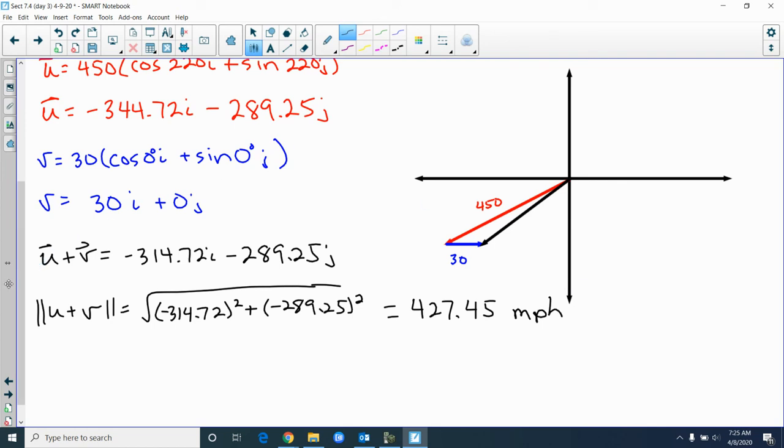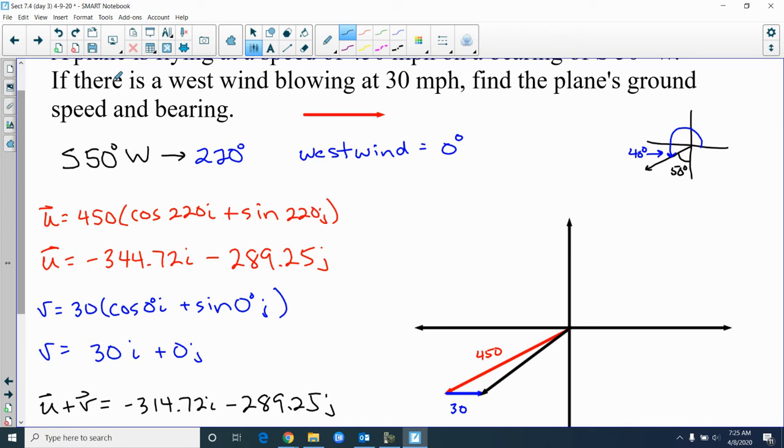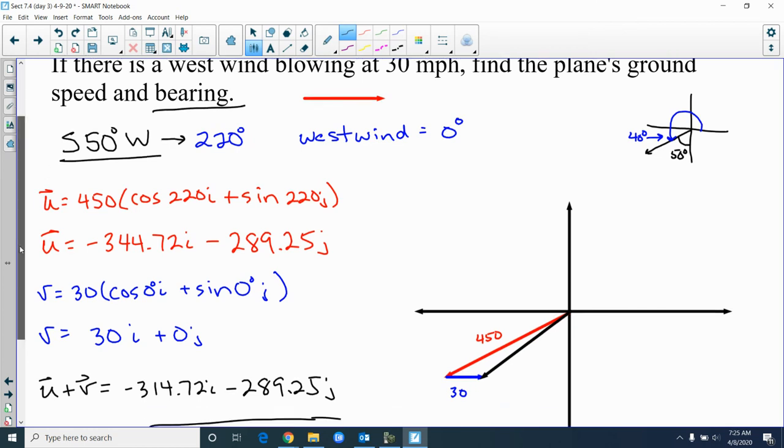All right, here's where you've got to watch. We're going to run into some case issues here. How does it want the answer written? It wants the speed and the bearing. We just gave the speed. Okay, that is fine. The bearing, though, has to be in this format, like south 50 degrees west. Yes, that's a direction of 220 degrees, but this asks for a bearing.